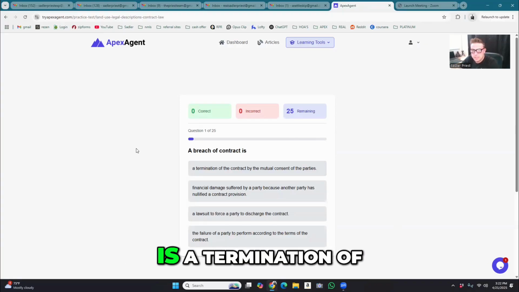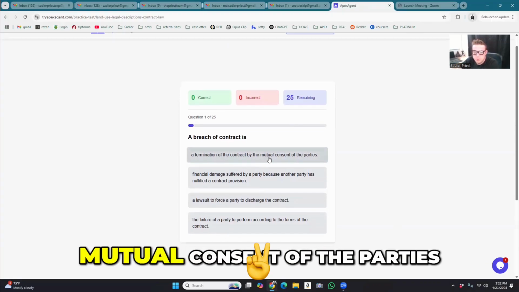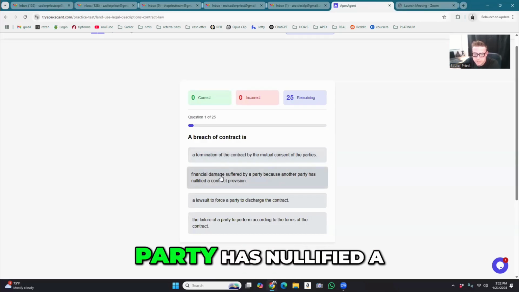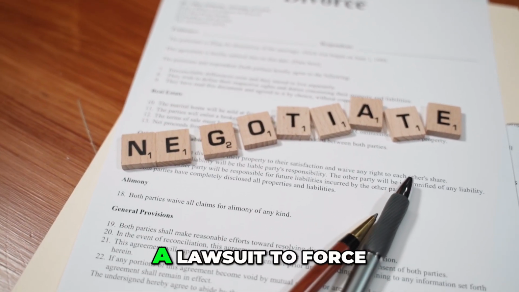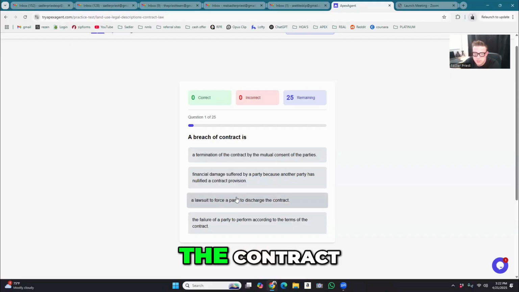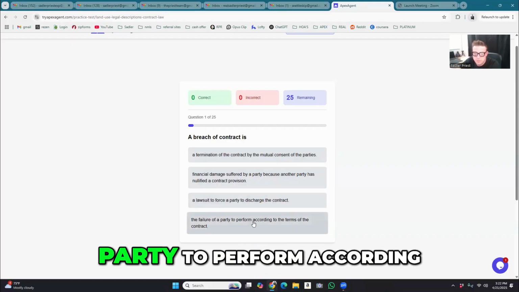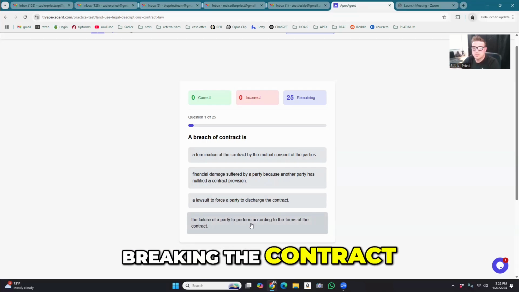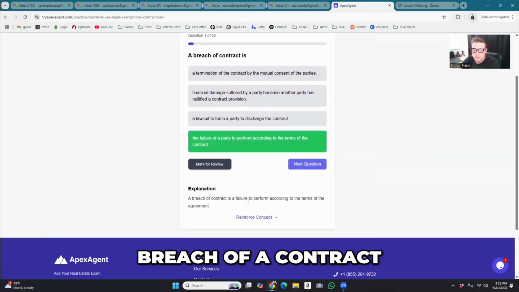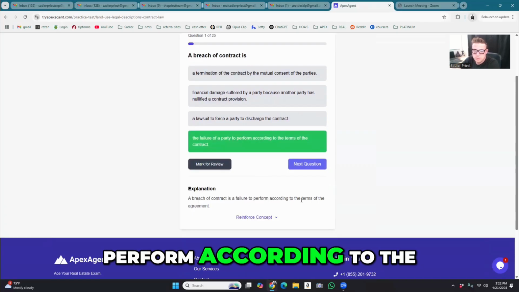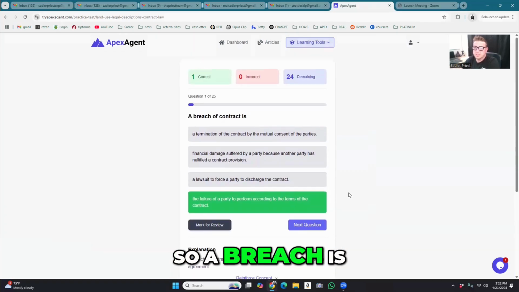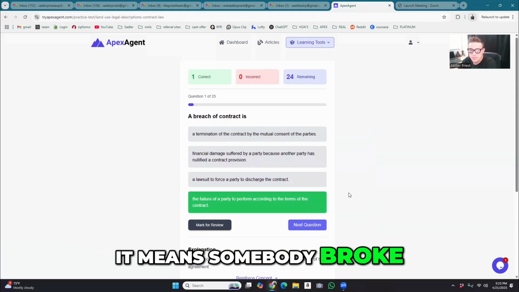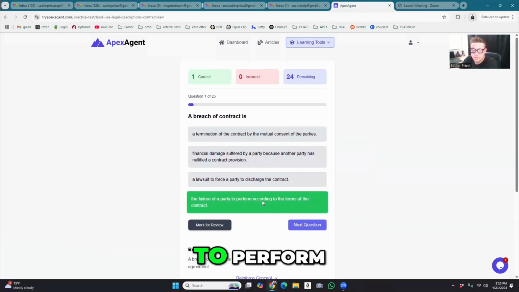A breach of contract is a termination of the contract by the mutual consent of the parties. Financial damage suffered by a party because another party has nullified a contract provision, a lawsuit to force a party to discharge the contract, a failure of a party to perform according to the terms of the contract. Breach of contract is breaking the contract. So I believe it's failure of a party. Yep. Breach of a contract is a failure to perform according to the terms of the agreement. So a breach is something breaking. You don't think breach. So if it's a breach of a contract, it means somebody broke the contract. Failure of a party to perform.